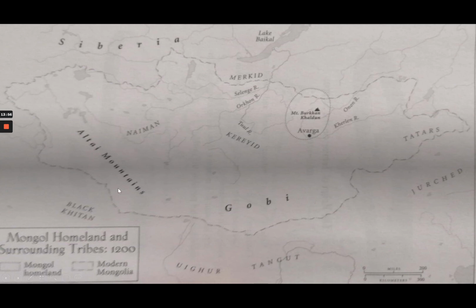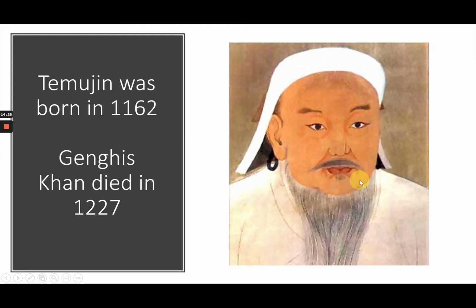And then south of the Altai Mountains and the Gobi Desert, there were other tribes in northern China: the Uyghur, the Tangut, and the Jurkhed, as well as the Tatars. But the Tatars were in what is Mongolia. And these were the rival tribes. And you will see through your reading how Genghis Khan was able to make the Mongol tribe dominant over all others.